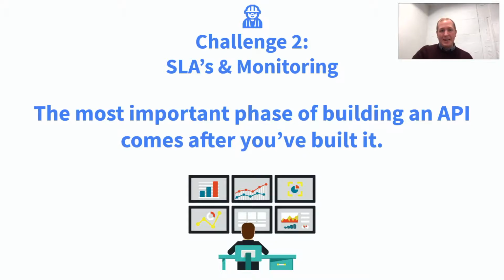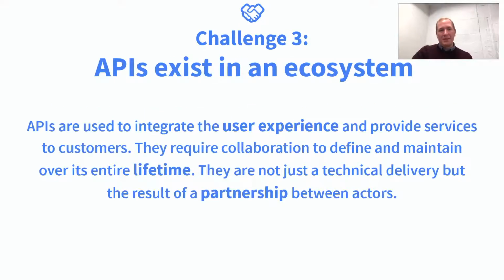And then finally, I think Geert also mentioned it, APIs exist in an ecosystem. So often APIs are built to integrate systems with each other, but I like to look at it from the perspective of the user experience. So I always say APIs are used to integrate the user experience and provide new services to consumers. And because of this, you realize that you need collaboration and cooperation to define and maintain these APIs across the entire lifetime.